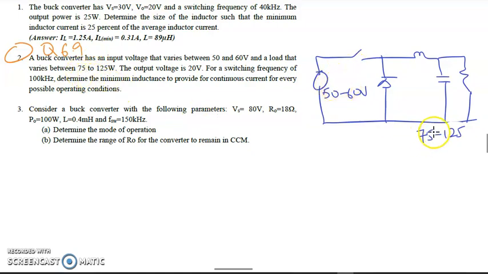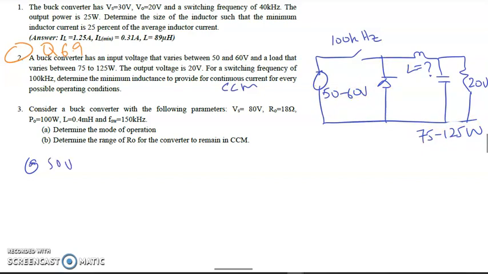So both input and output are varying. And in terms of voltage, we are maintaining the output voltage of 20 volt. So we put all the parameters given here into the circuit. We have 100 kilohertz of switching. What we need to find is the inductor value to set the system in CCM mode, meaning that it will be continuously supplying current regardless of the incoming voltage and regardless of the output power.